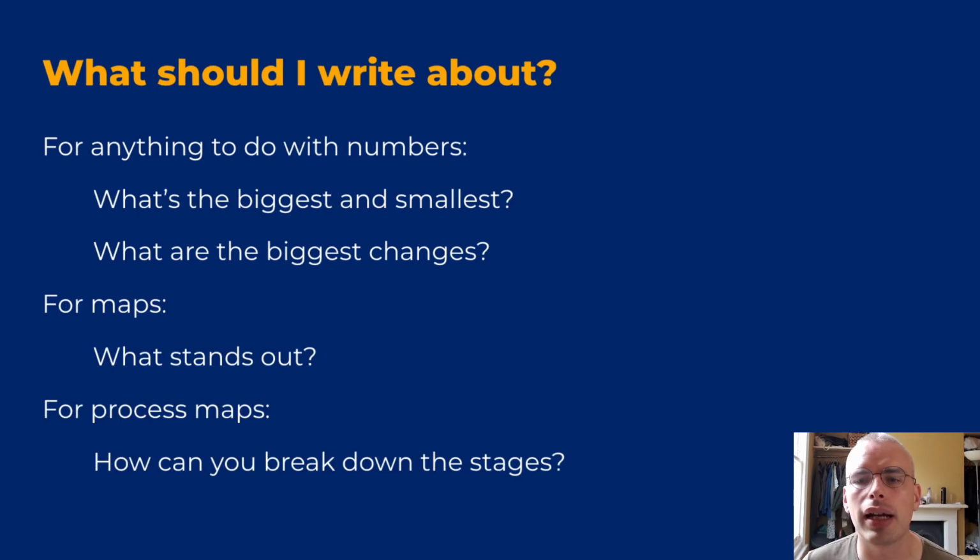These are some questions you might ask yourself to help you come up with ideas or think of the most important points. If it's something to do with numbers, like a table of numbers, a line chart or a bar chart, you should be thinking about the biggest and smallest, which are often very important to look at, and also any changes that happen. In a bar chart, you might start with one thing being the largest and it changes to become the smallest. There's all sorts of things that could be going on in charts with numbers, and usually there's plenty to talk about there.